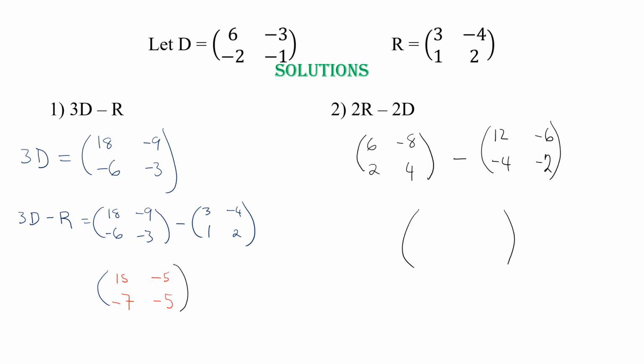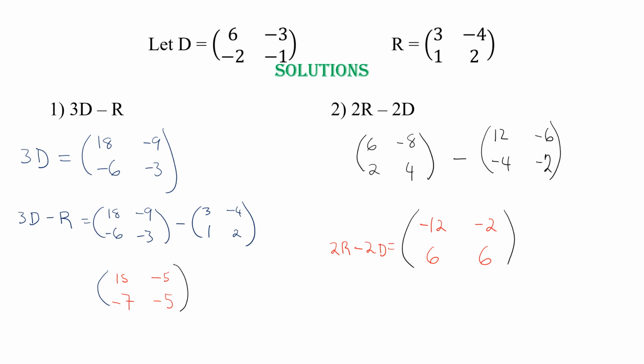So this would be now 6 minus 12, that will be negative 6. Then we have minus 8 minus 6, which will be plus 6 at the end of the day. A minus and a minus is a positive. So this would leave us with negative 2. Then we have 2 minus 4, that will actually give us 6. And 4 minus minus 2, that will also give us 6. So this is the result of 2R minus 2D. That will give us this answer here.